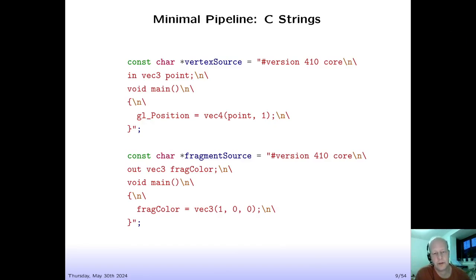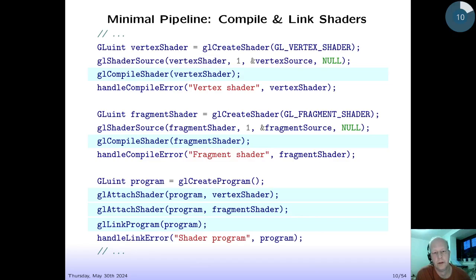We can put these two shaders into C strings, and then we can use a few OpenGL calls to create shaders, set the source code for each shader, compile the two shaders and handle errors. And at the bottom, you can see we create a program. We attach the shaders, and then we link the program and handle errors again.